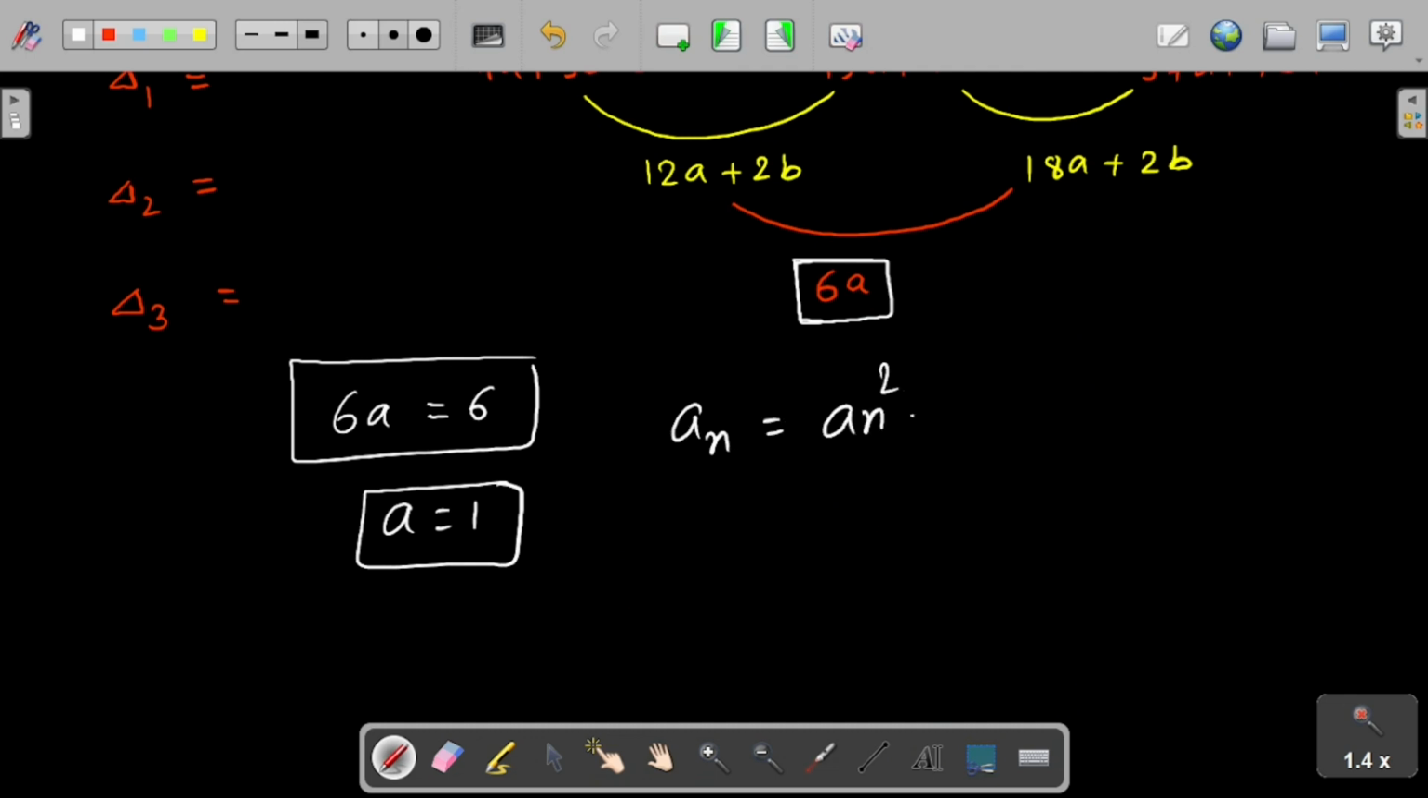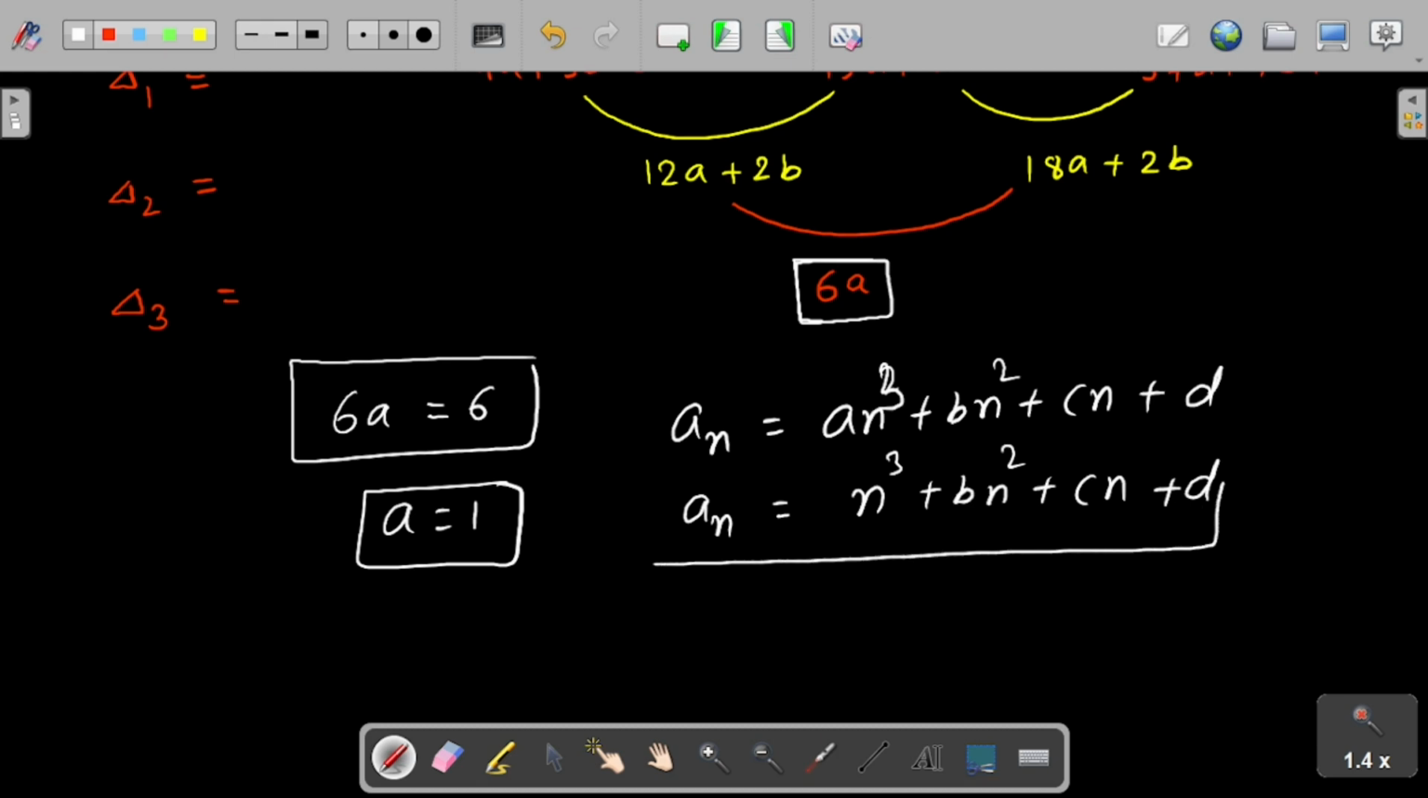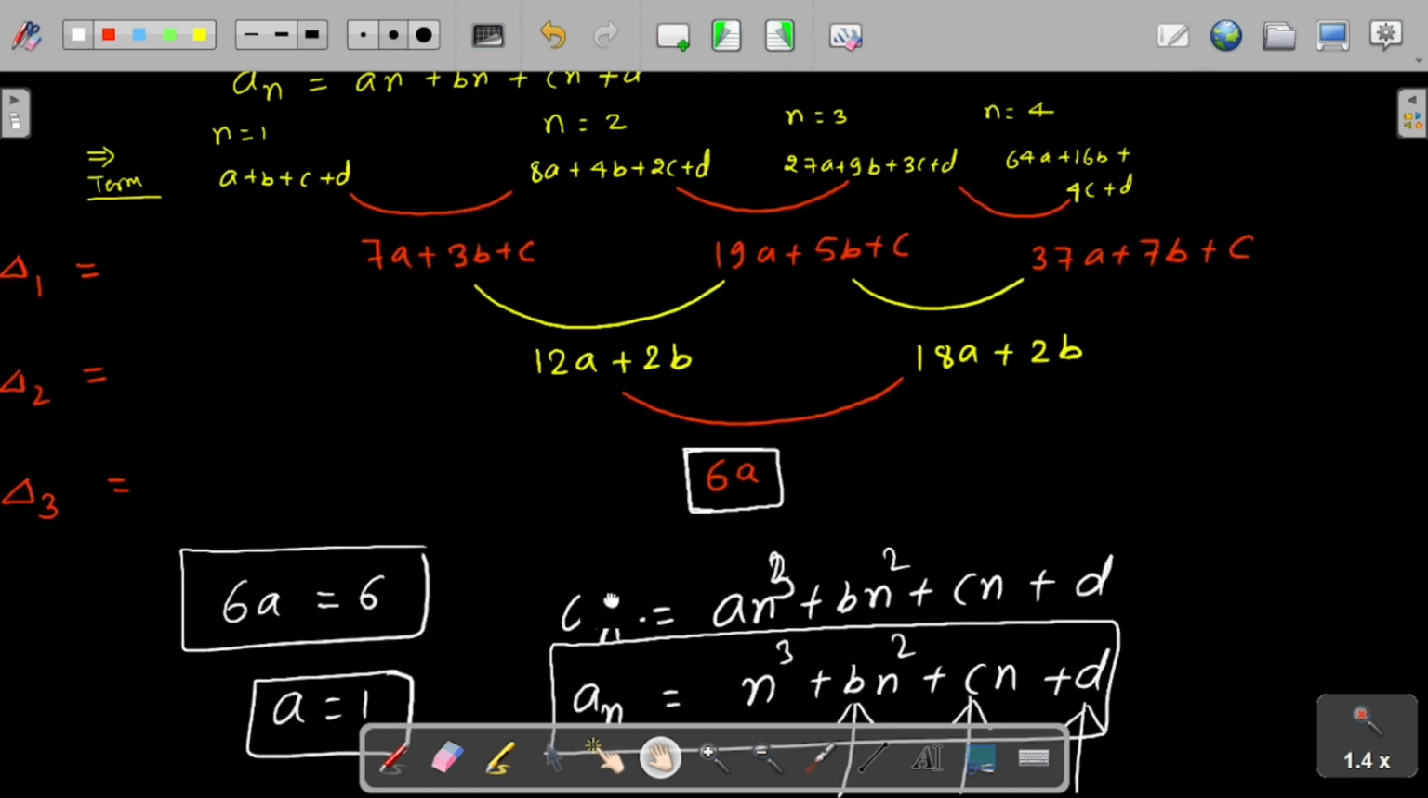My expression was an cube plus bn square plus cn plus d. Here we get the value of a is equal to 1, so I can write n cube plus bn square plus cn plus d. So now to get this solution, I need b, I need c, and I need d. How can we get these values? Since there are three unknowns b, c, d, we need three equations.